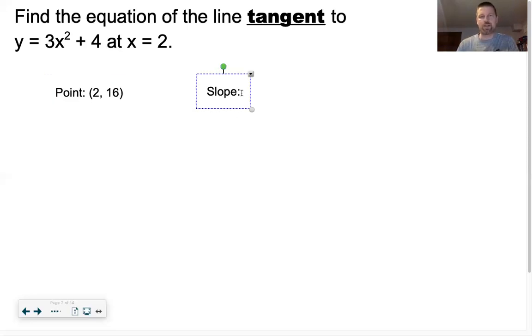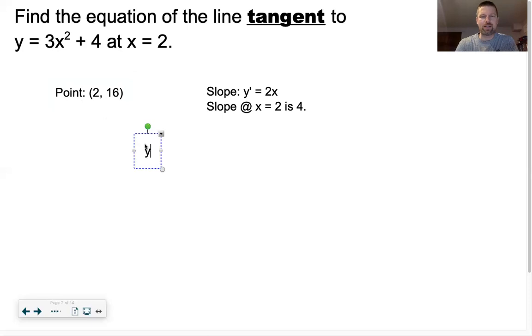Slope, we know we're in calculus. We know how to find slope in calculus. To find slope, you need to find the derivative. The derivative is 6x. But particularly, I want to know the slope at x equals 2. So plug a 2 into this thing. At x equals 2, y prime, sorry, y prime is 6x, so 6 times 2 is 12. I'm just trying to think of how I wanted to type that in there. So I've got a slope of 12. Got a point of 2 comma 16.